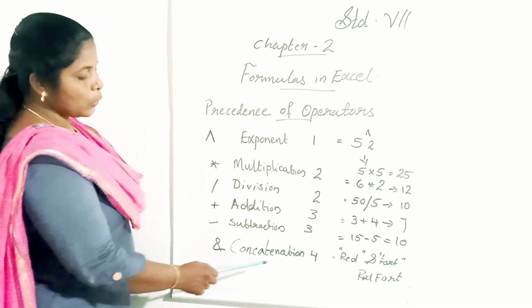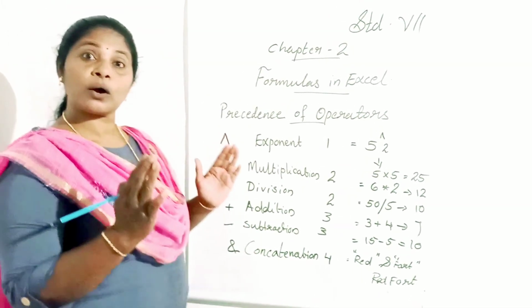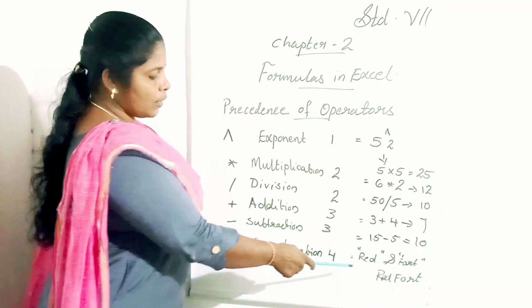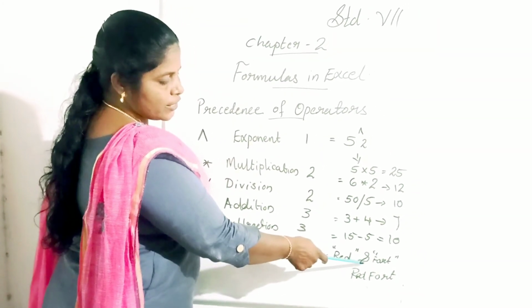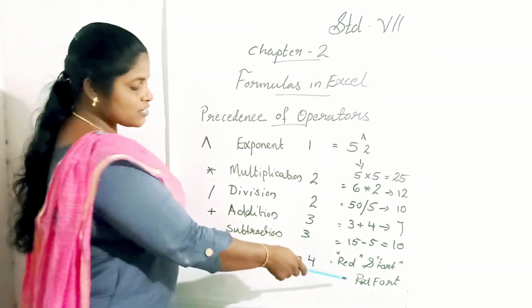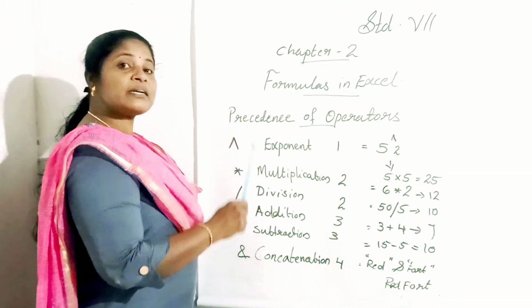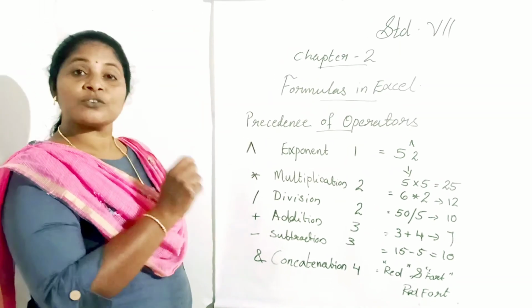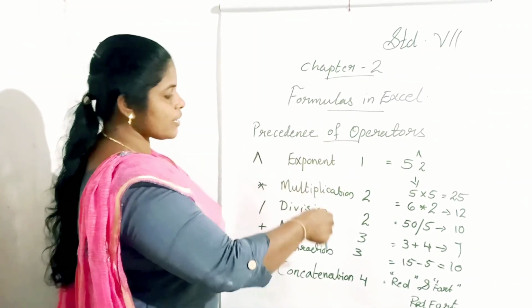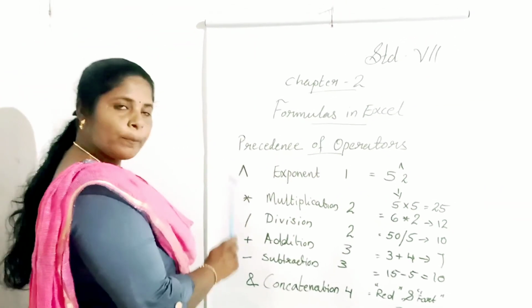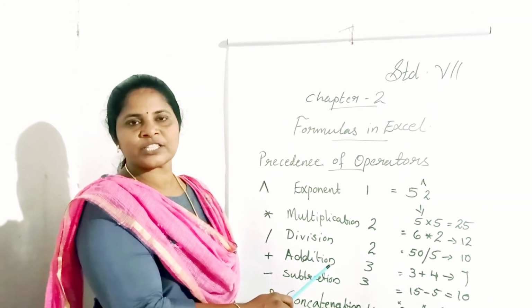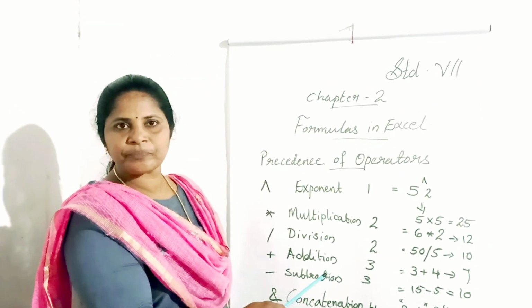And the last one, concatenation. Concatenation means to combine. With the concatenation symbol, red and fort, what do we get? The answer is red fort. Okay. Various symbols are used in the formulas of Excel. What is the precedence of operators used in this Excel sheet? Is it clear, students? Okay.